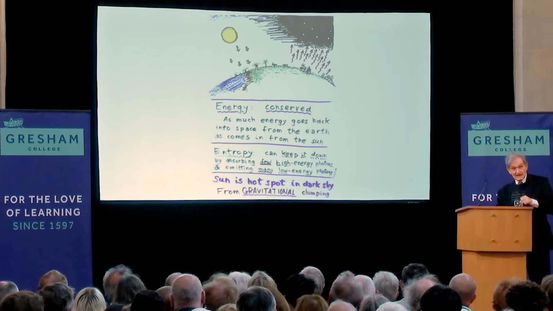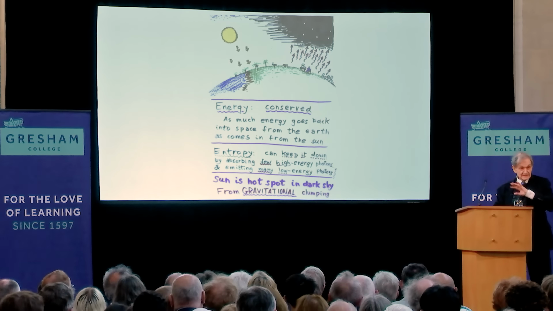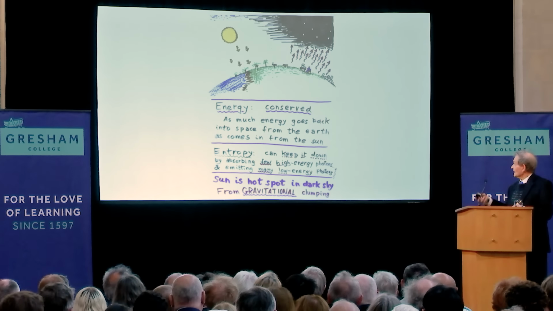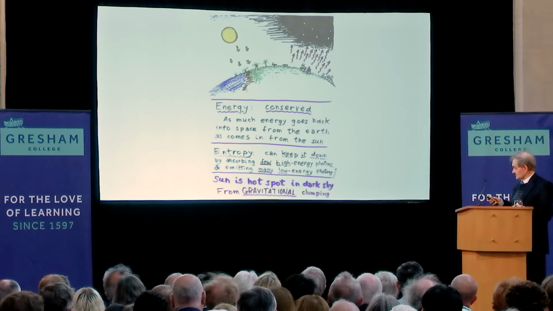That is the key point. The key point is not that the sun is a hot spot, well, not that the sun is there, but that it's there accompanied by the dark sky. If the entire sky was the temperature of the sun, it would be completely useless. It would be useless to life. We wouldn't exist at all. We get our low entropy energy from the sun because it's a hot spot in the dark sky.